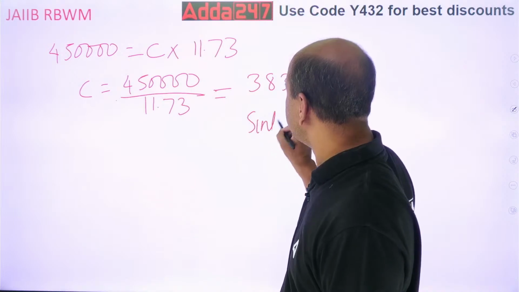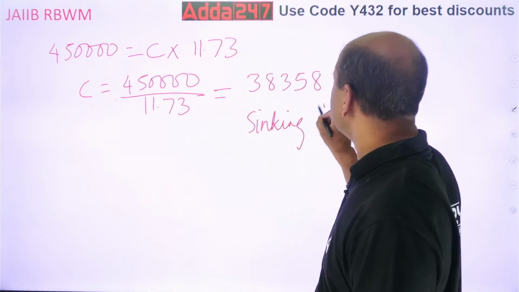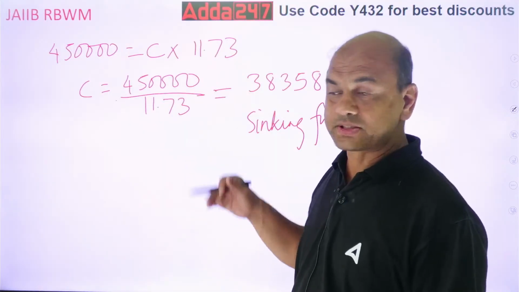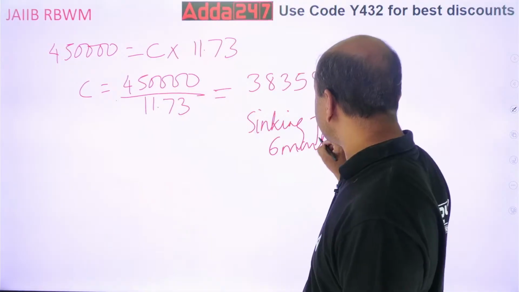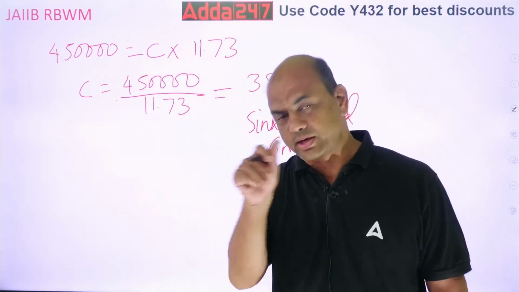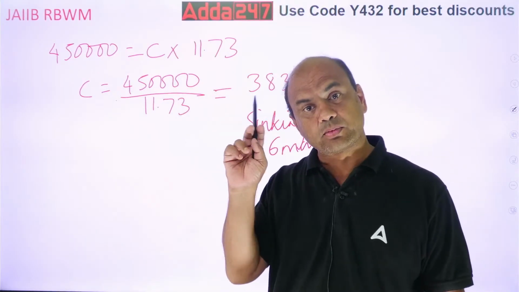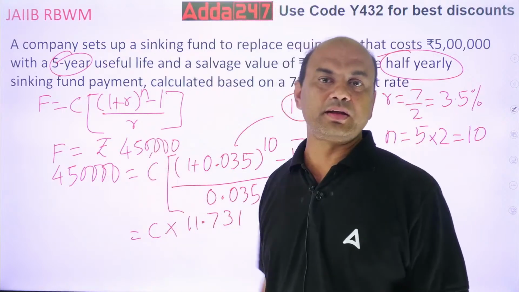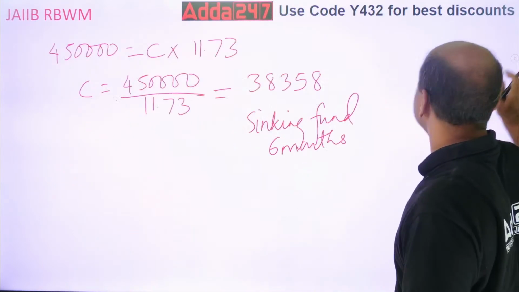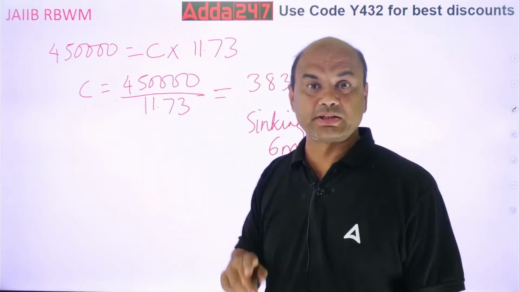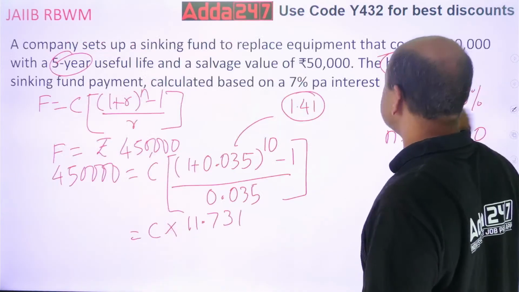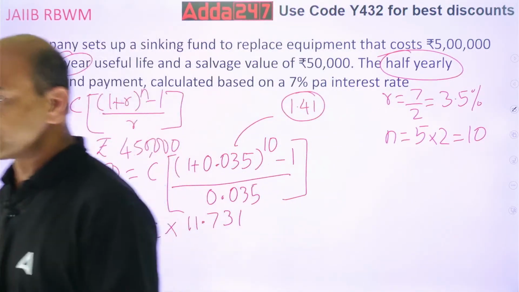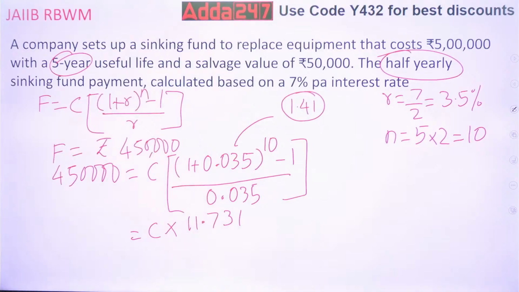I'll have to keep it separate, so that at the end of the period, after 5 years, every 6 months I am keeping this separate. At the end of the period you should have that amount, 4,50,000, which is required at the end. So if you keep 38,358 per 6 months separately at the rate of 7% per annum, then you will get this amount 4,50,000. Got it, everyone? Everyone clear on the concept?